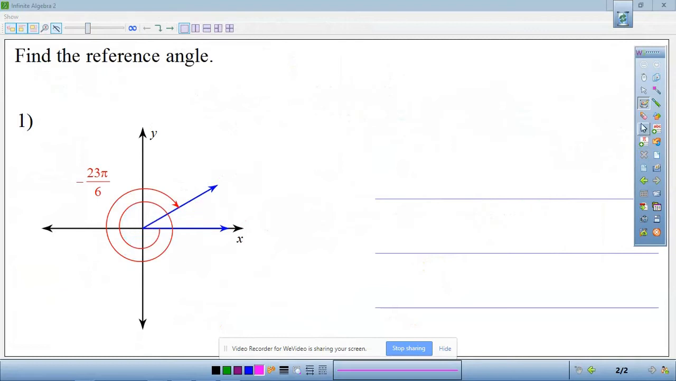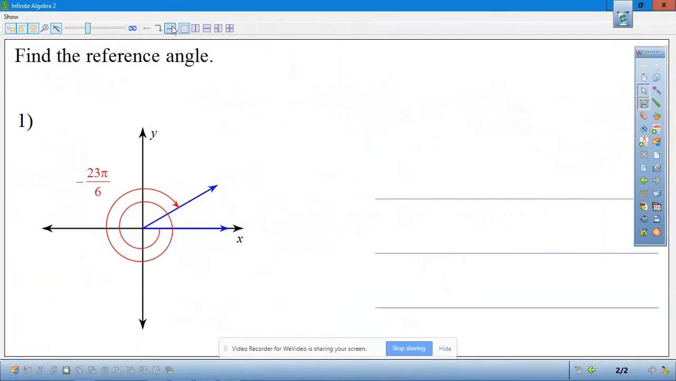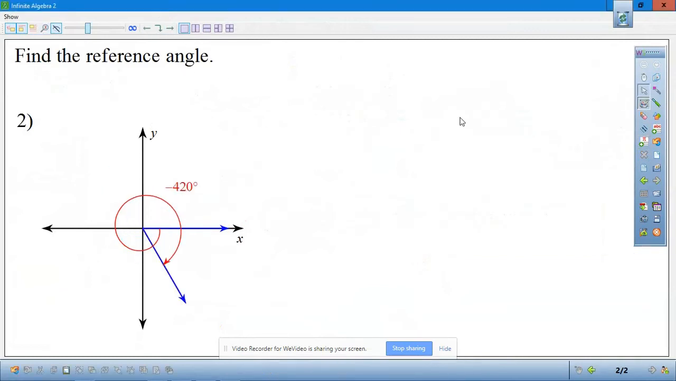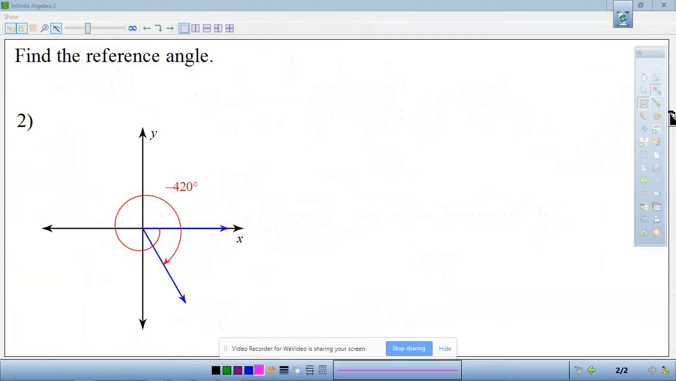All right, let's look at another one. Negative 420 degrees. Now we're in degrees, so we're going to be looking between 0 and 360. I need to figure out my reference angle, which is going to be this wedge here between the terminal side and the x-axis. But first, I need to figure out its coterminal angle. Where is this that it would land on the unit circle?